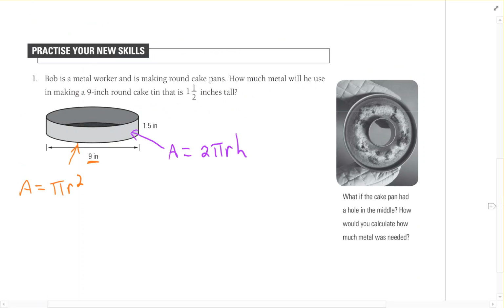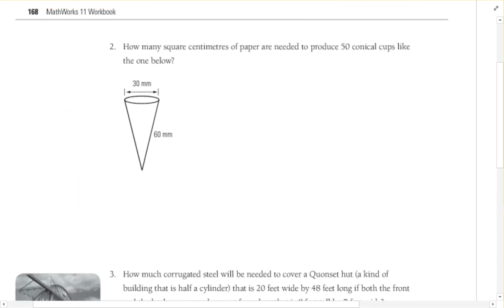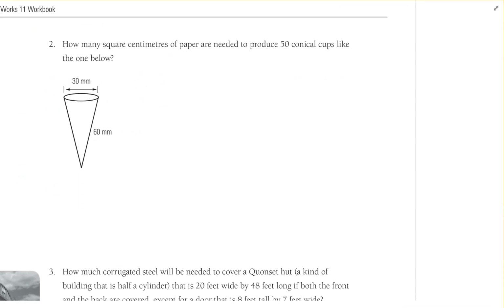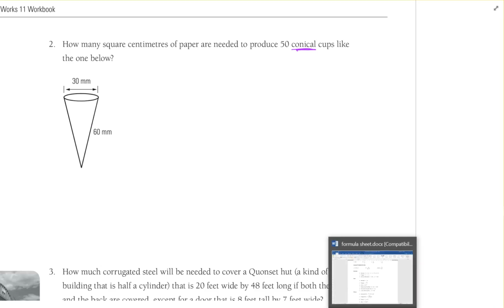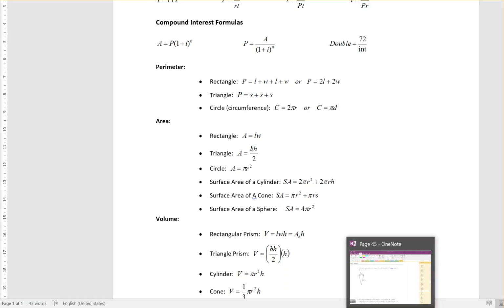Okay, number 2. How many square centimeters of paper are needed to produce 50 conical cups like the one below? Conical is another word for cone, so like cone-shaped cups. Well, we have a formula for cones. It's the surface area of a cone right there, right? So pi r squared plus pi r s.